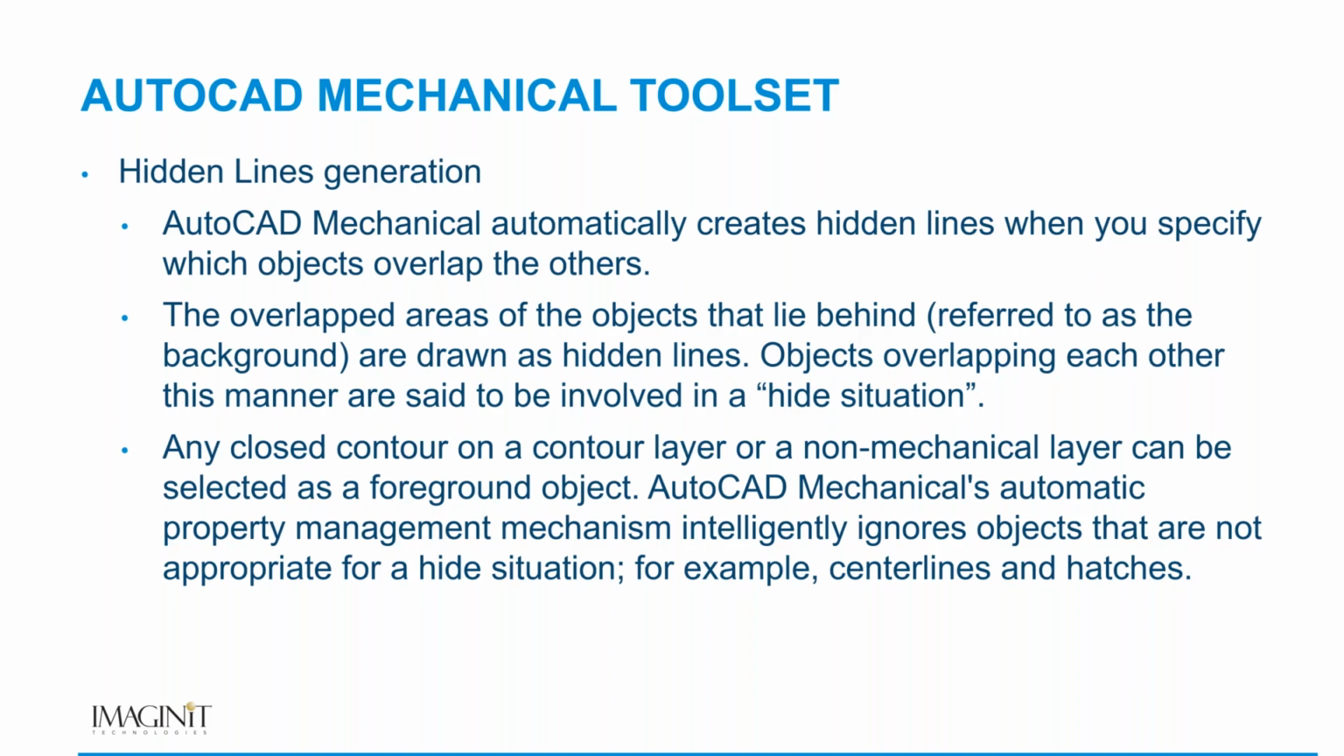Any closed contour on a contour layer or a non-mechanical layer can be selected as a foreground object, and AutoCAD Mechanical's automatic property management mechanism, again, that we've just talked about, intelligently ignores objects that are not appropriate for a hide situation, for example, center lines and hatches.